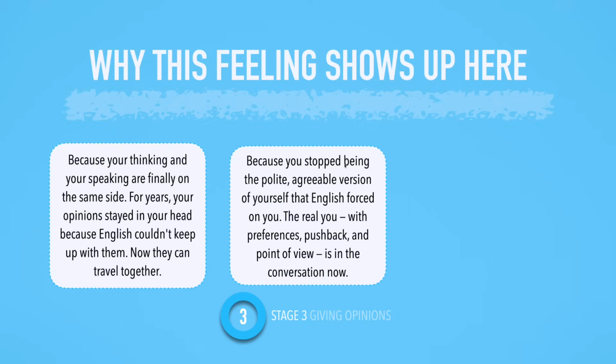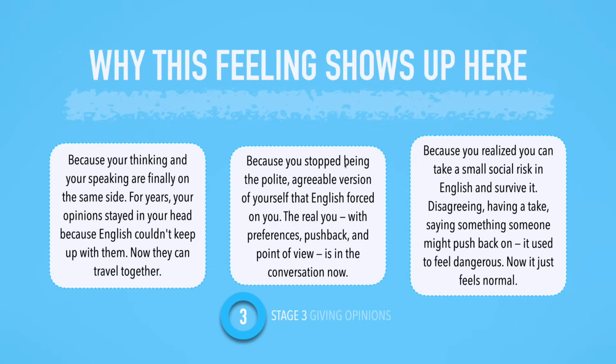Here's the second reason why this feeling shows up here. Because you stopped being the polite, agreeable version of yourself that English forced on you. The real you, with preferences, pushback, and point of view, is in the conversation now. You are an individual. You're intelligent. You have your own ideas, your own thoughts, your own feelings. And now in stage 3, you can give them.